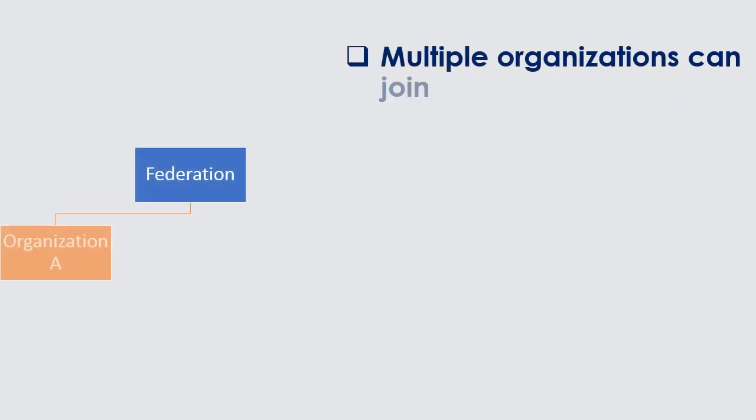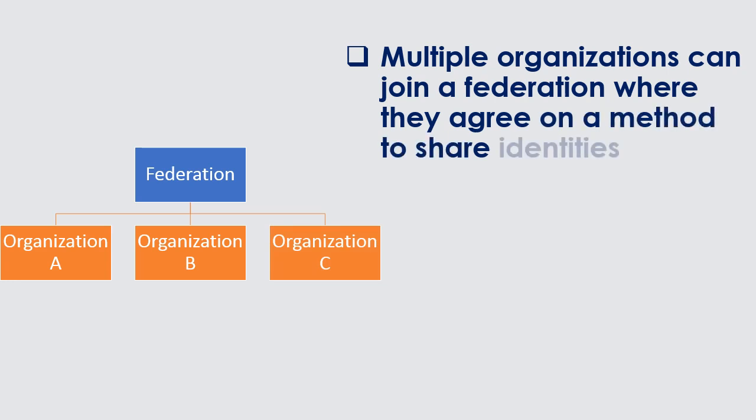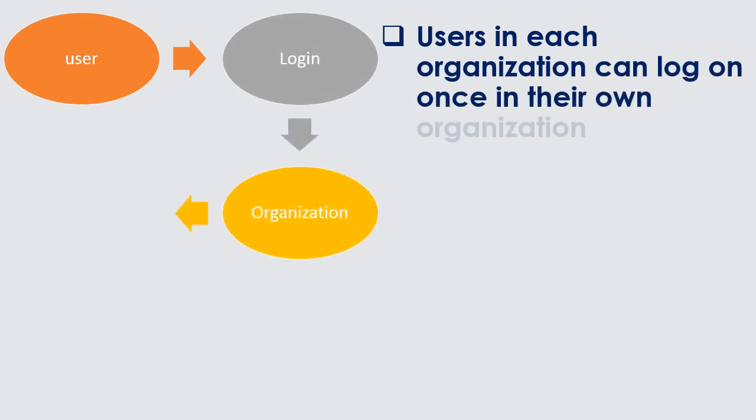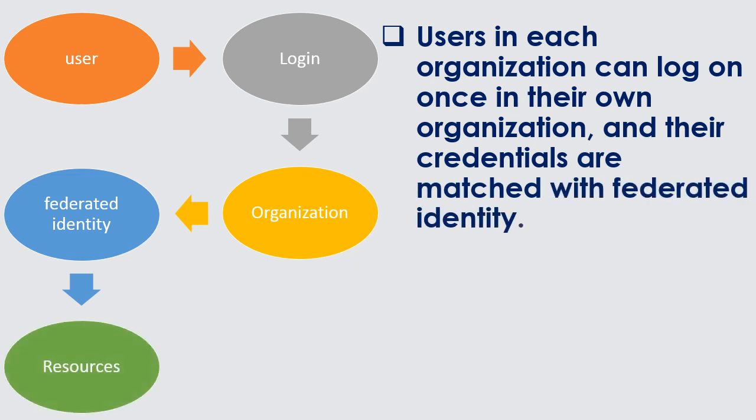Multiple organizations can join a federation where they agree on a method to share identities between them. Users in each organization can log on once in their own organization, and their credentials are matched with federated identity. They can then use this federated identity to access resources in any other organization within the group.